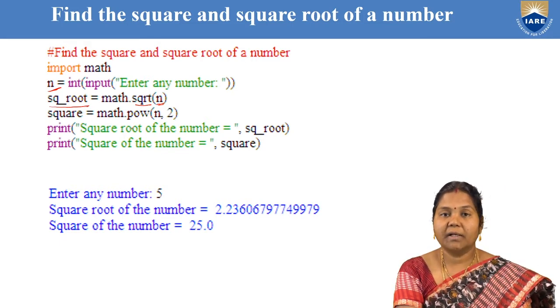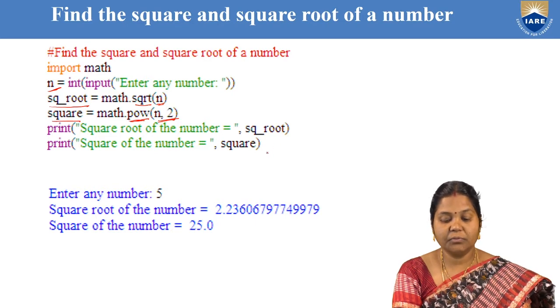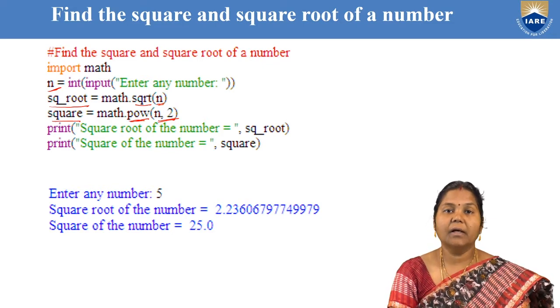Similarly, we want to find out the square of the number. Square of the number can be achieved using the built-in function power. So math.pow n comma 2. So the number will be squared, and it is stored into the variable square. Then you print the square of the number and the square root of the number using simple print statements. So if you execute this program, then using the square root and power functions, we can easily find out the square and square root of a number.